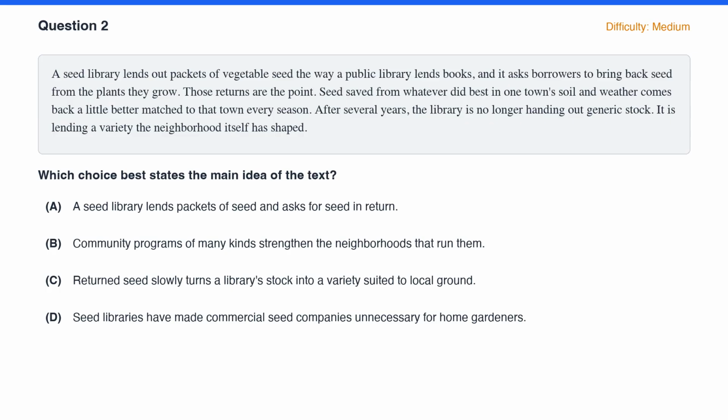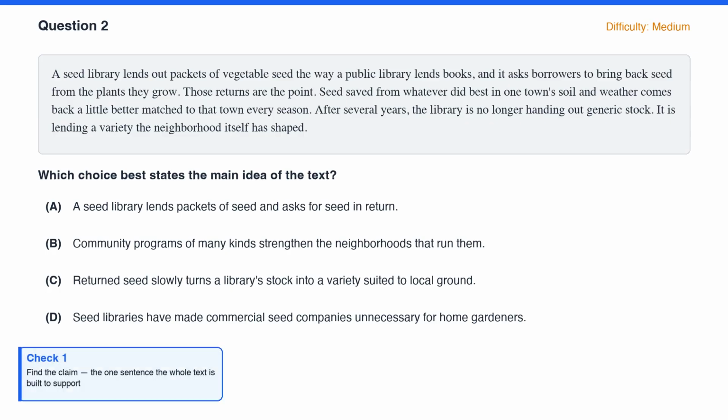Question 2. Check 1. Find the claim, and here it is not waiting at the end. The opening describes the mechanics, lending seed the way a library lends books and asking for seed back. Then one short sentence stops the passage cold. Those returns are the point. That is the author raising a hand. Everything after it explains what the returns build.